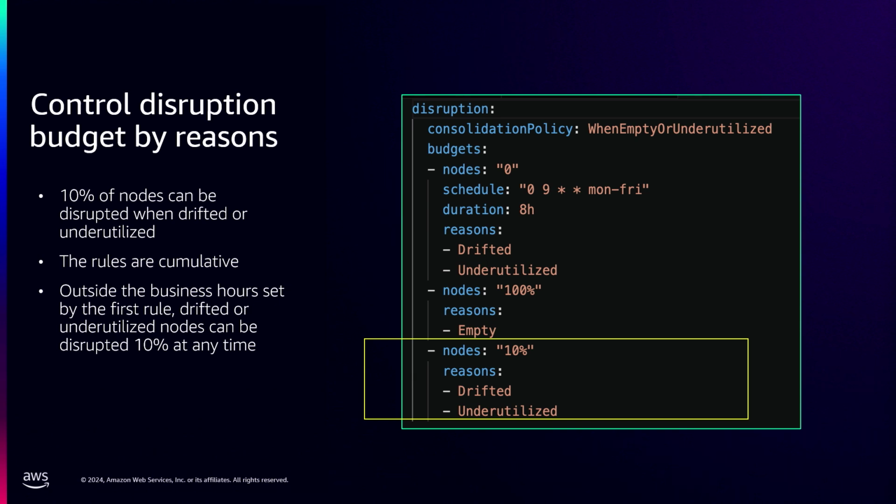So if I put all this together, that means 0% of the nodes could be disrupted during working hours, 100% of the nodes could be disrupted when they are empty, even during working hours, and for the nodes outside of the working hours, for the reasons drifted and underutilized, only 10% of the nodes could be disrupted at a time.